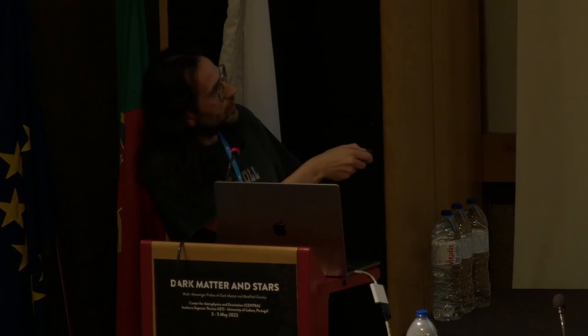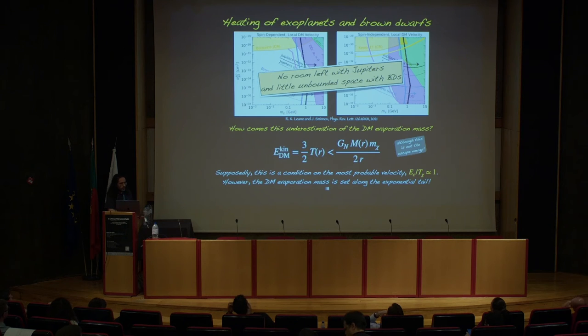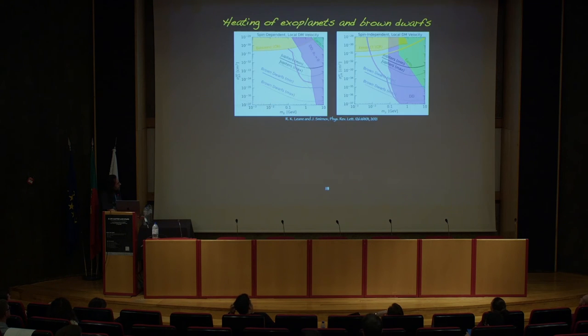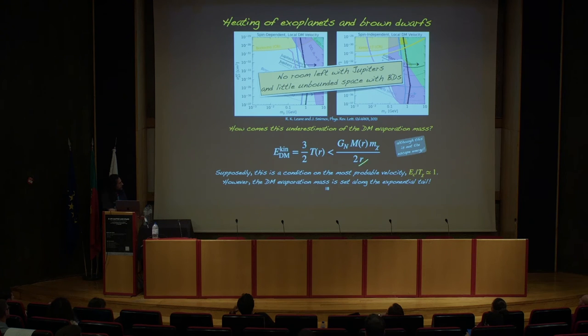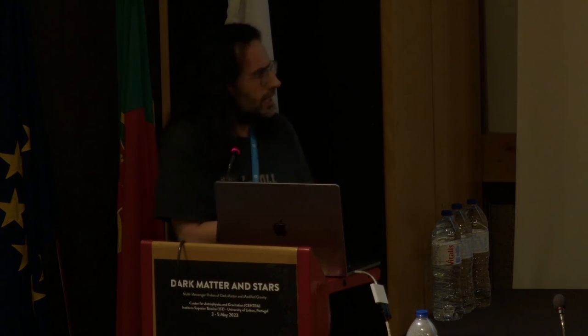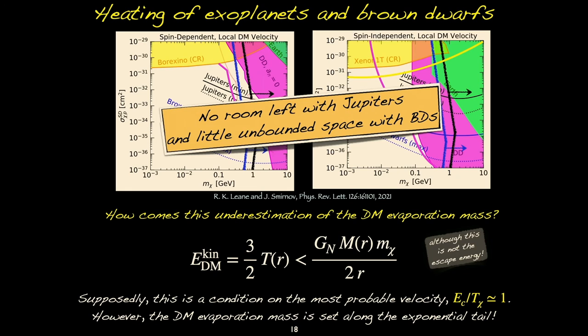So the conclusion is that there is no room left for Jupiters and very little room for brown dwarfs with this type of search. So how come this underestimate of the evaporation mass in this paper? What these authors did was apply this kind of condition, which is not exactly that, but is more or less a condition on the most probable velocity, which is basically E over T equal to 1. And as I tried to show you, the evaporation mass is set along the exponential tail. So that is why there is an underestimation of the evaporation mass.